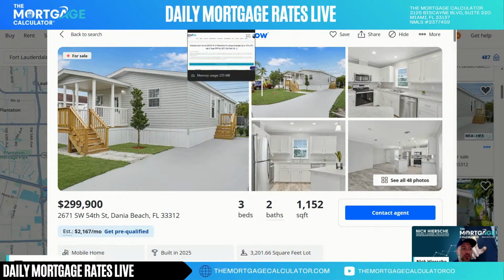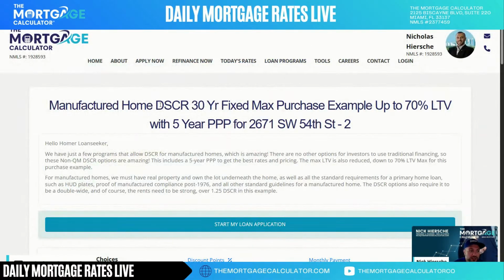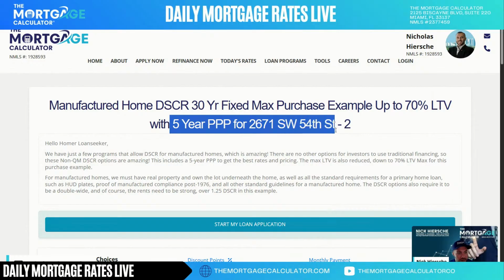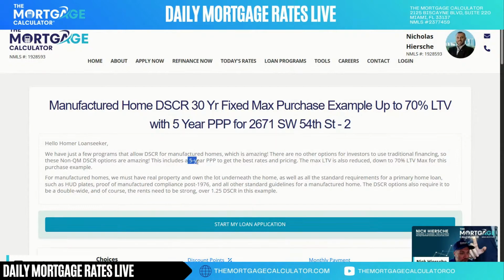So here's our first option to purchase this property as an investment using DSCR options, just the rental income. And we can go up to 70% loan to value, which is pretty amazing for a manufactured home. This is going to have a 5-year prepayment penalty, and it's going to be for that exact home. The LTV and the 5-year prepayment penalty are going to offer us the best pricing. And of course, we still have all the same requirements. For a manufactured home loan, we need to have our HUD plates and proof of manufactured compliance. All homes manufactured post 1976 need to have the plate for us to offer loans on them. And of course, the cash flow needs to be strong.